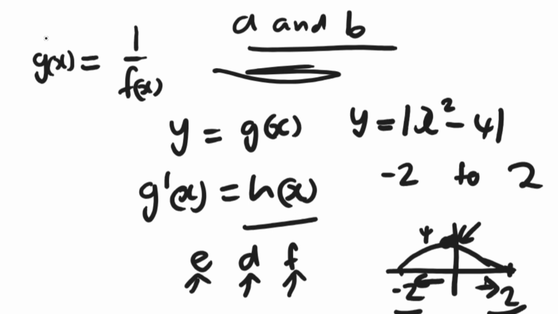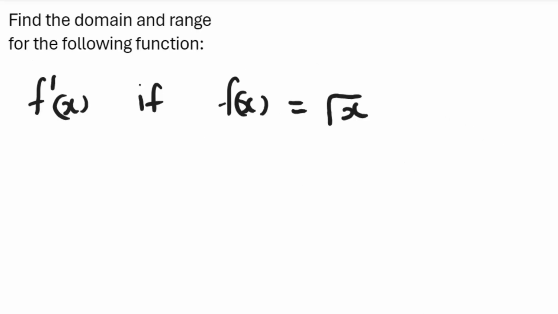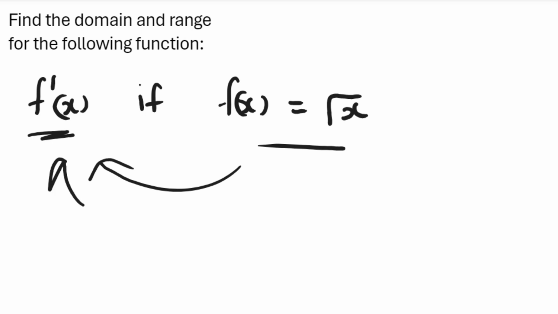Okay, now let's look at some problems. The first question says find the domain of f prime of x if f of x is the square root of x. They like to ask questions like this. They give you this one and they want the domain of this one. So you must think, I have to use that one to find that one and then find the domain of that one.